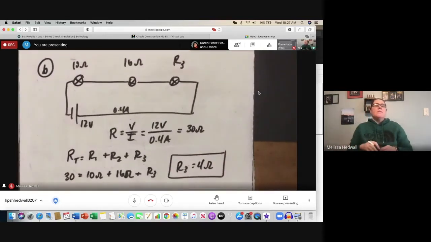So in this one, we know everything but that last resistor. Because we know our current, because we know our voltage, we can get our total resistance. And then from that total resistance, we need to go back and figure out that final resistor. Any questions on this one?